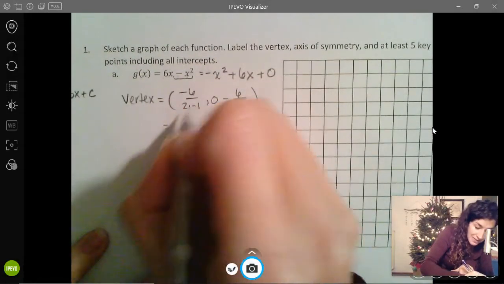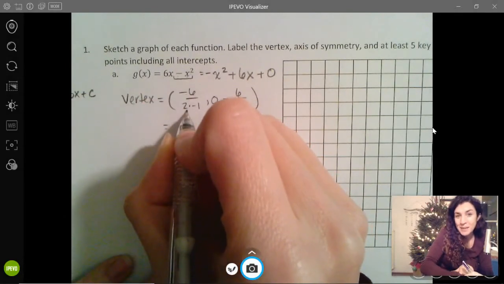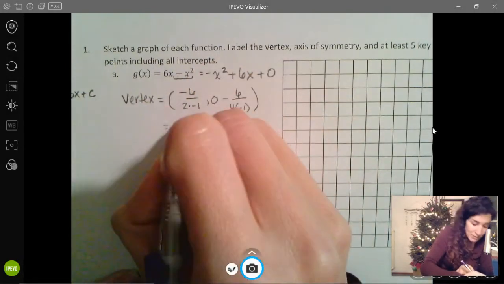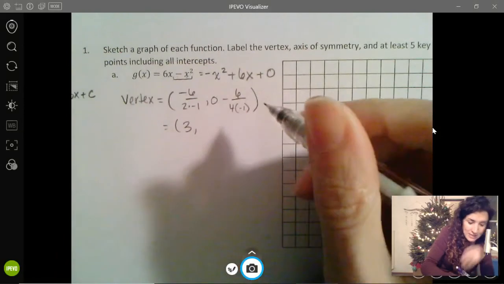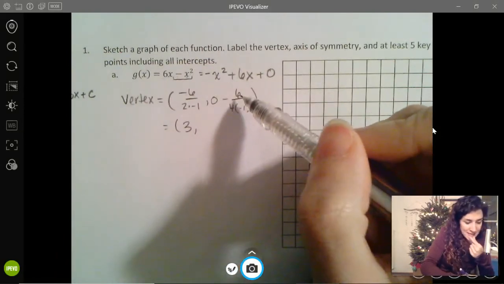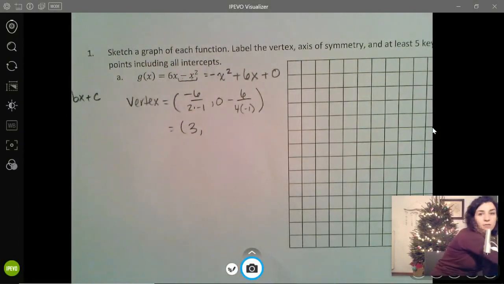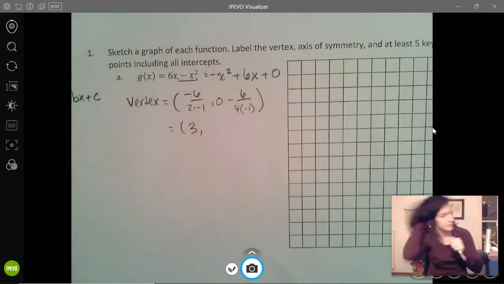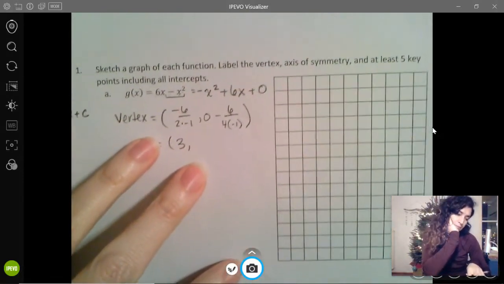Okay, so negative 6 divided by negative 2 is going to be positive 3, and then 0 minus, and then that's 6 over negative 4. So it's going to be plus 6 over 4, so it becomes 6/4. Whoa, that's not right.